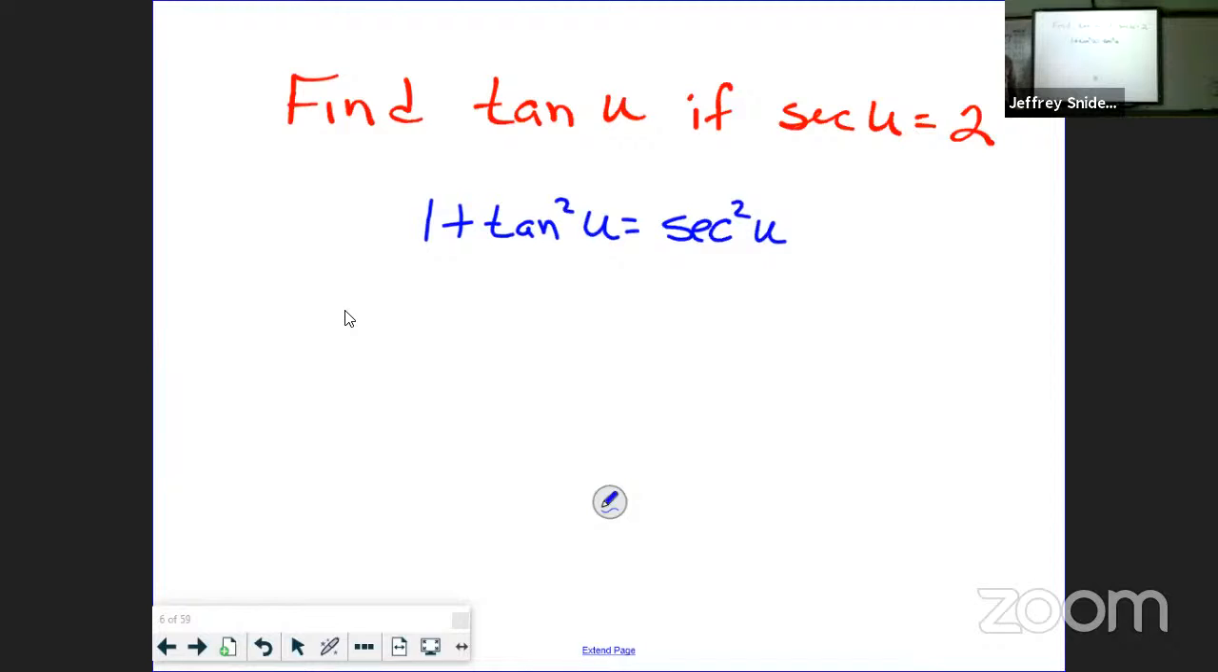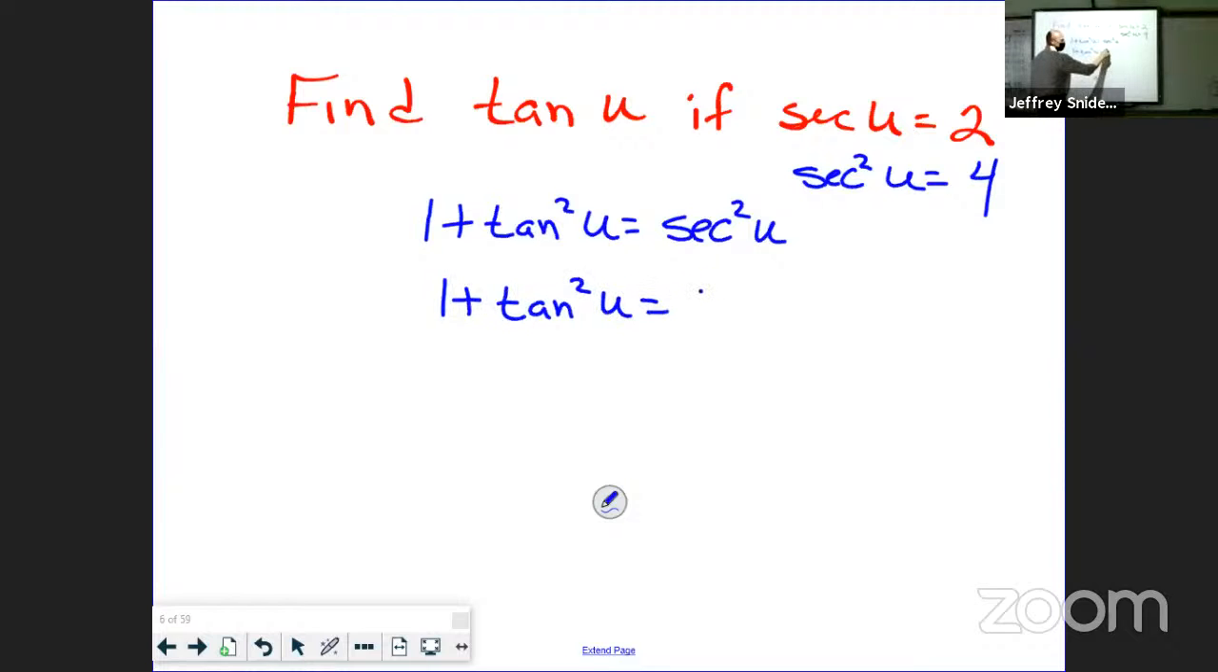I first have to find out what secant squared is. So what is secant squared u going to be? 4. Oh, so then here I can make this 1 plus tangent squared u equals 4. Now let's solve this. What would I do next? Subtract 1.